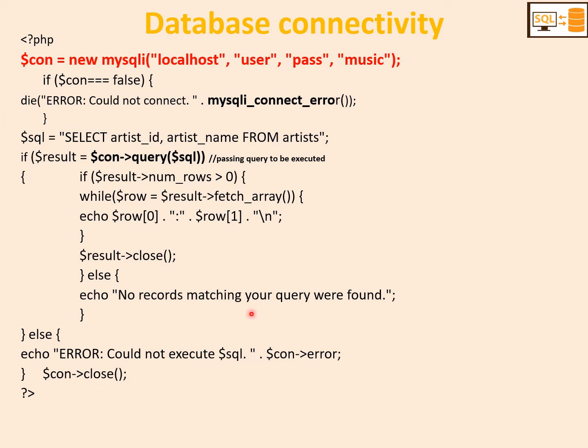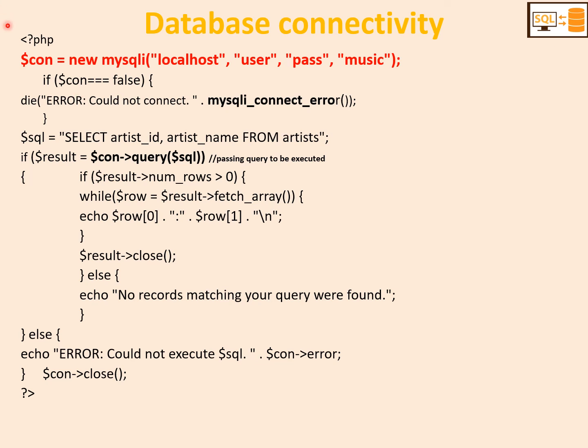So in this particular program, first we try to establish a connection with the database using the MySQLi function. This MySQLi function should take 4 arguments. First is the server name, second is the user ID, third is the password, and fourth is the database name. If that connection is established, the connection variable has a true value, otherwise it has a false value. Then we first check whether the connection variable has a false value. If so, we have to shut down that particular connection.